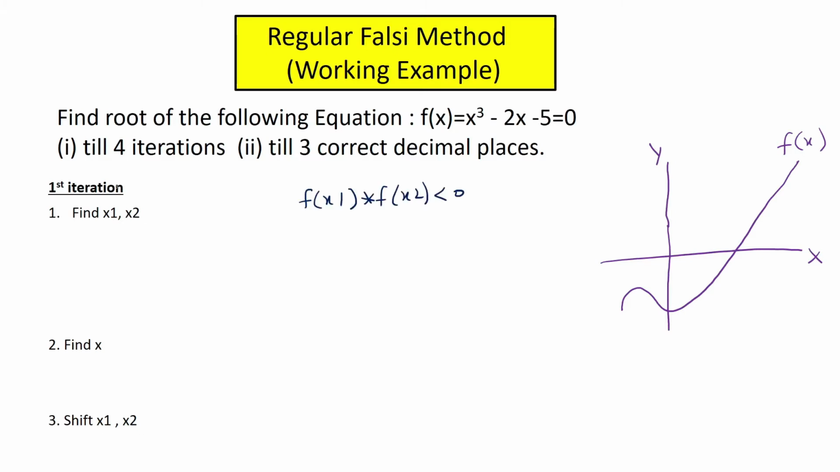So like as we did in the bisection method, here also we have to find the x1 and x2 such that this given condition is true. That means f of x1 and f of x2 values should be of opposite sign. So let's find those x1 and x2.